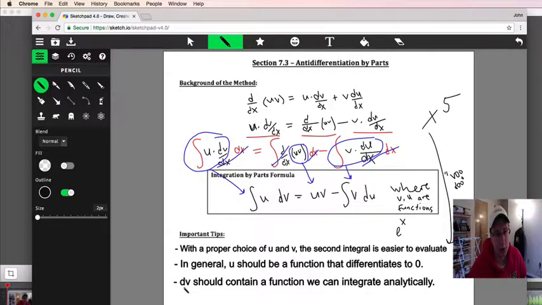dv, which I'm going to show you in a second in an example what it looks like when we choose these, but dv should contain a function we can integrate analytically. And with these 3 tips in mind and the formula, we're going to proceed to several examples.